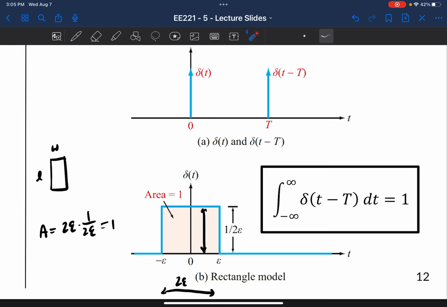It's defined as the limit of this rectangle as epsilon goes to 0. Because if we let epsilon go to 0, the width of this thing goes to 0, and the height of this thing goes to infinity. That is the definition of the delta function. We take this rectangle with 2 epsilon width and 1 over 2 epsilon height, and if we take the limit of that rectangle as epsilon goes to 0, we get a unit impulse, which has no width and infinite height.